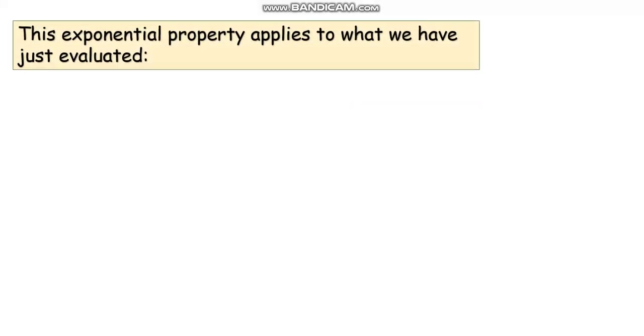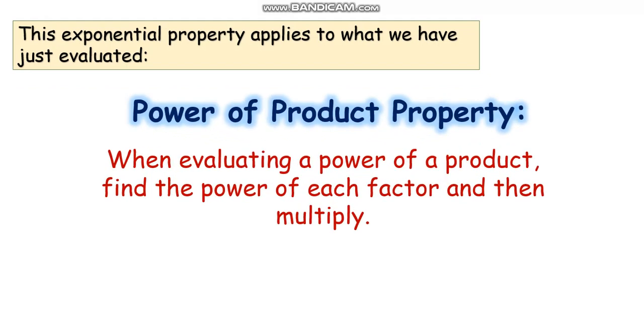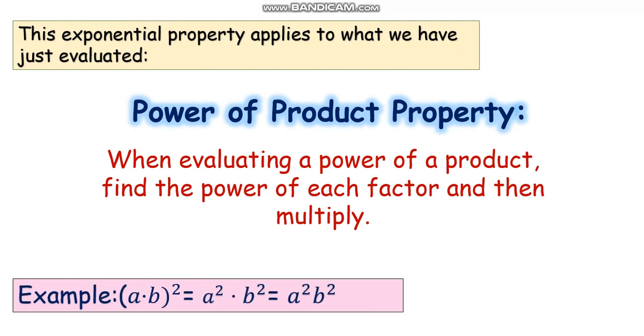There is an exponential property that applies to what we've just evaluated, and it's called the power of product property. And it states that when evaluating a power of a product, find the power of each factor and then multiply. So in this case, a times b all squared is equal to a squared times b squared, which is equal to a squared b squared.